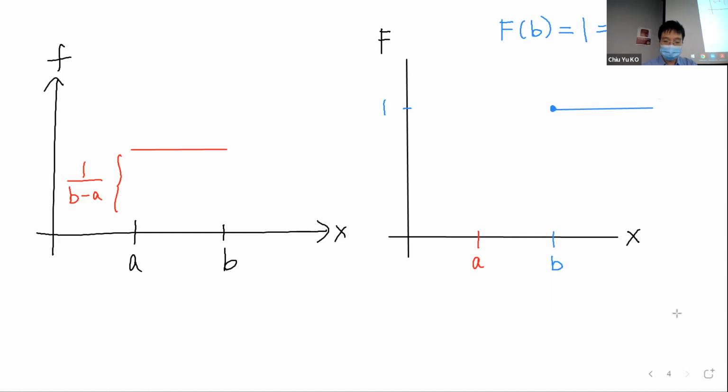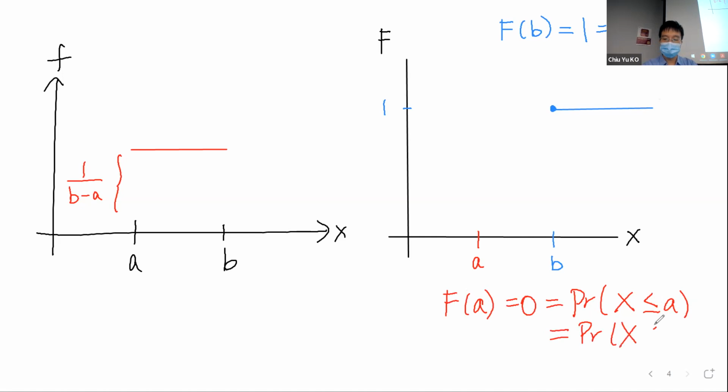And similarly, you can see what is F of a. F of a will be 0. The reason is that the probability that x is less than or equal to a is 0, because you cannot be anything below a. Probably you may be worried about equal to a, but they're the same thing. So that's why this would happen.